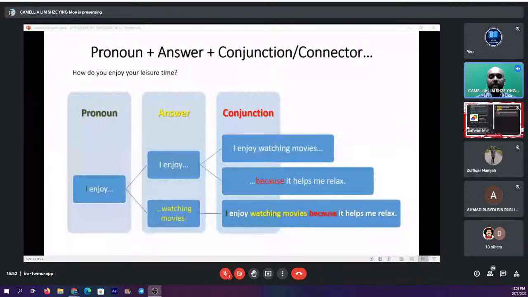Now, if you don't mind, let's take a look at another example. Okay, this PAC formula also works in more complicated questions like this one here. How do you enjoy your leisure time? Most lower level students will just simply provide a one-word response, which obviously will not give the examiners a good impression. So teachers, as demonstrated here, encourage your students to start their response with a P or pronoun. All right. So the final box is how they should provide a wholesome answer.